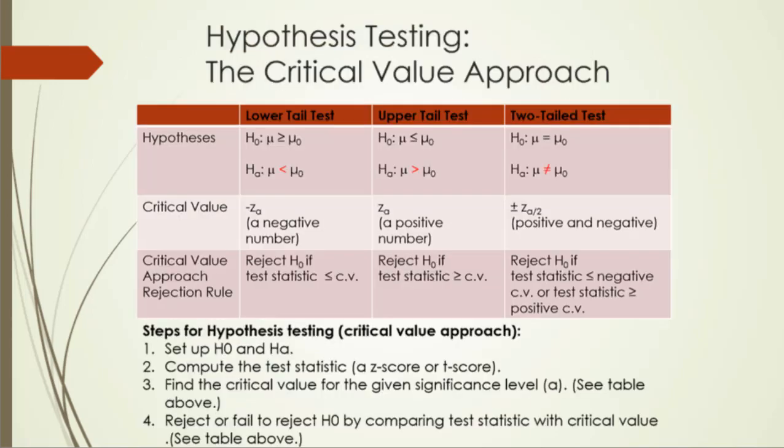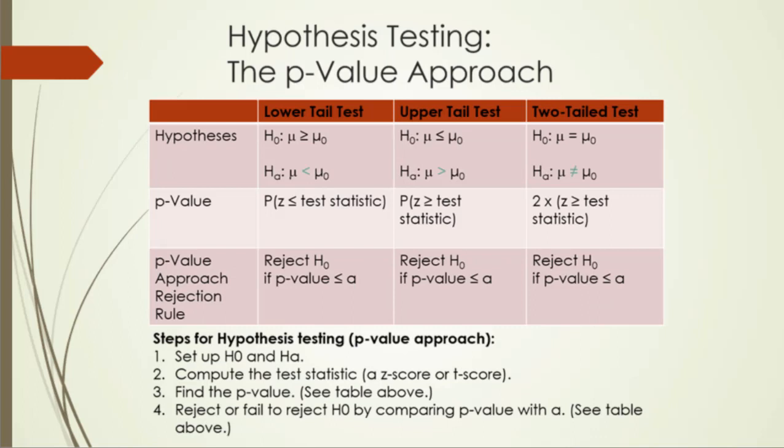Here is the summary table for the critical value approach. This is the summary table for the p-value approach. It is important to note that the p-value rejection rule is always the same regardless whether it is a lower tail test, an upper tail test, or a two-tailed test. We reject the null when the p-value is smaller than alpha.